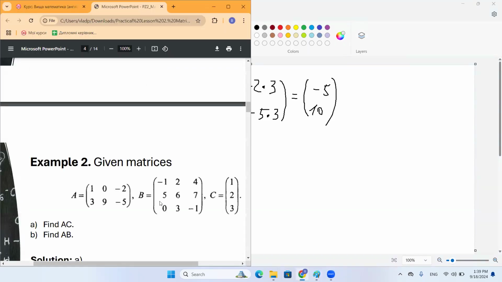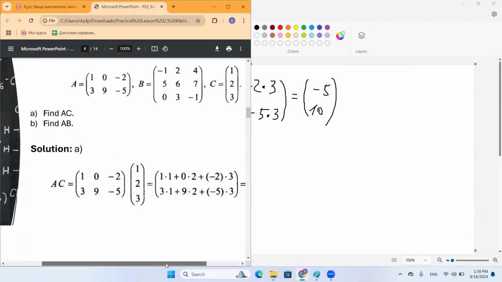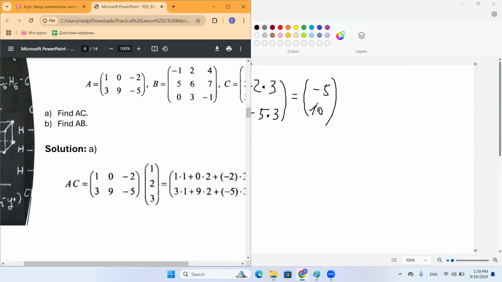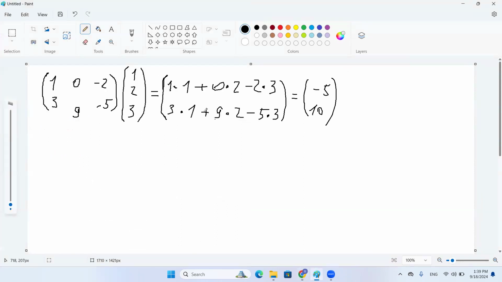And let's check. 6. Okay, let's recalculate. 3 plus 18. My bad. 3 plus 18 is 21. And 21 minus 15 is 6. Yeah. So let's calculate attentively.